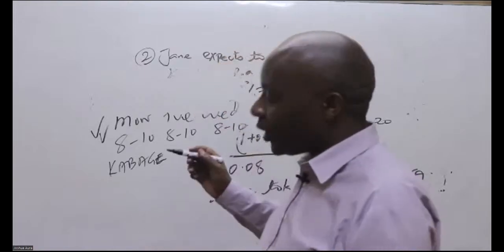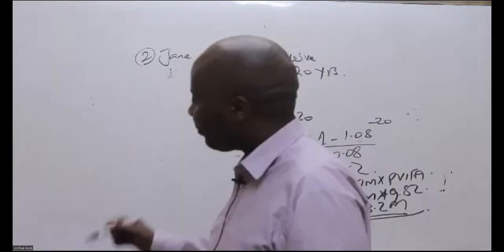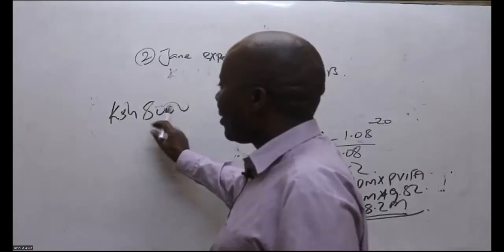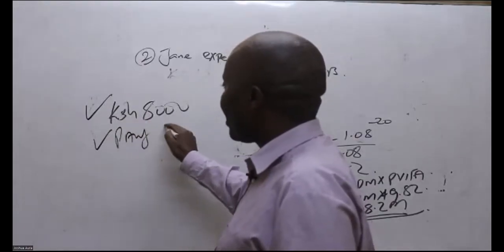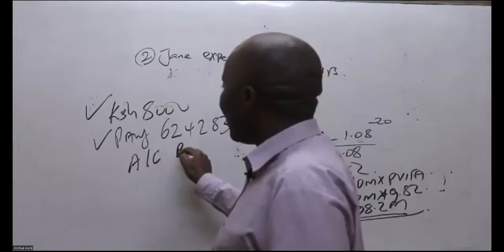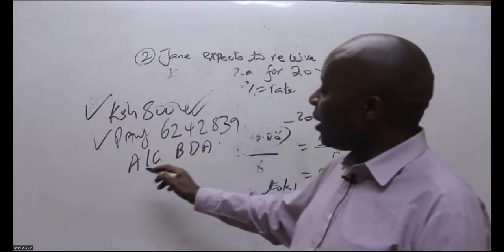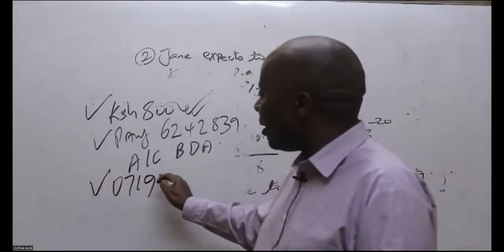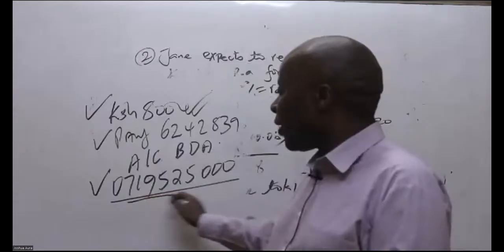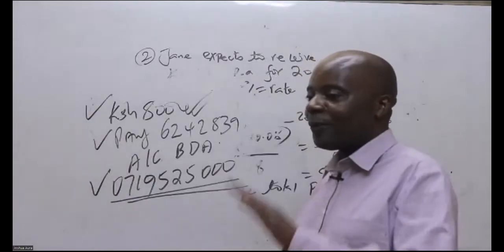Our fees for BDA is Kenya shillings 8,000. These are our fees for BDA. Our pay bill, very important, is 62,42,839. Account number, you simply write there BDA. You can pay this amount in 2 installments if you wish. After you pay, please send your payment message to 0719 525,000. 0719 525,000.